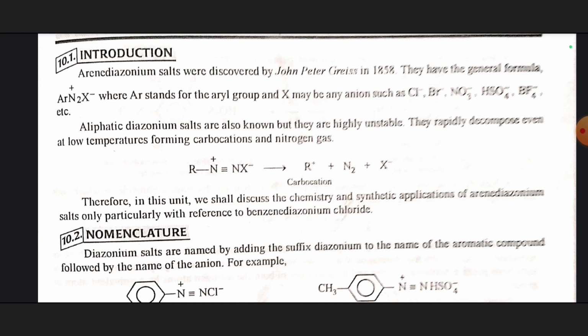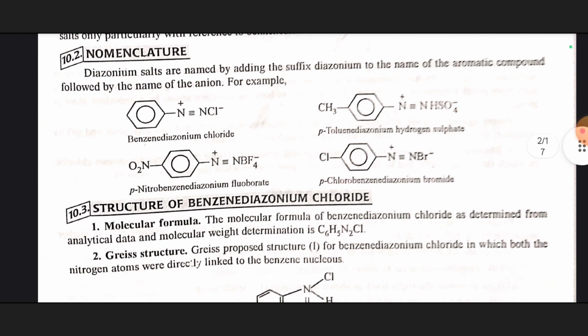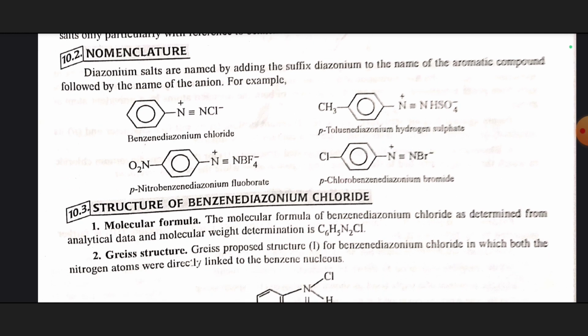Aliphatic diazonium salts are also known, but they are highly unstable. They rapidly decompose even at low temperature, forming carbocations and nitrogen gas. Therefore, in this unit, we shall discuss the chemistry and synthetic applications of arene diazonium salts only, particularly with reference to benzene diazonium chloride. 10.2 Nomenclature.